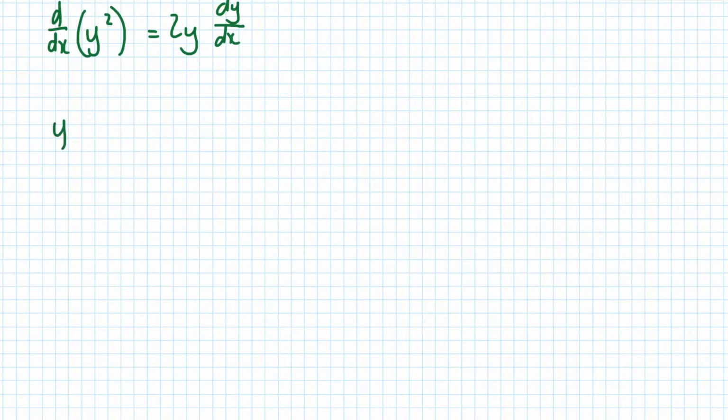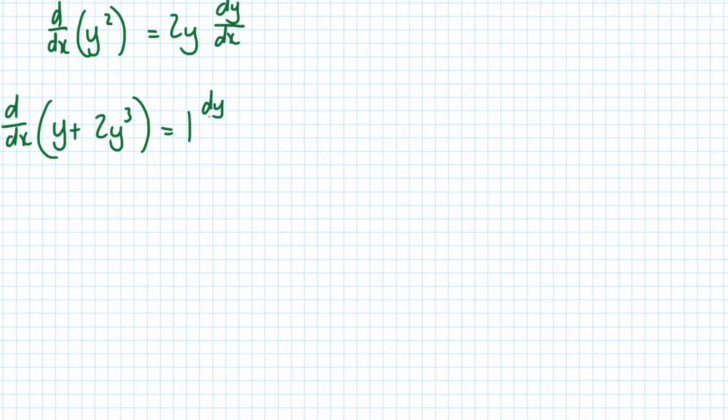If I gave you y plus 2y cubed, and we wanted to differentiate this with respect to x, all you do is you derive each term with respect to x. So the derivative of y is 1, and then we're going to put dy by dx on the end of it, plus the derivative of 2y cubed is 6y squared, and then we're going to put dy by dx on the end of it. Let's look at a little bit more of an interesting problem.